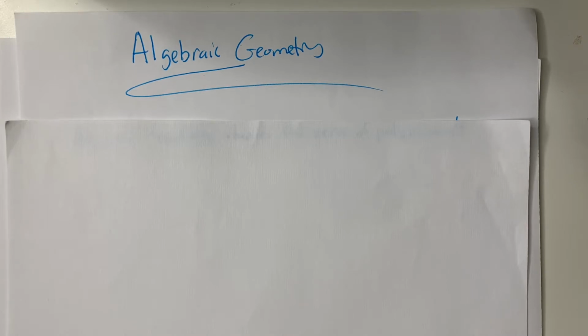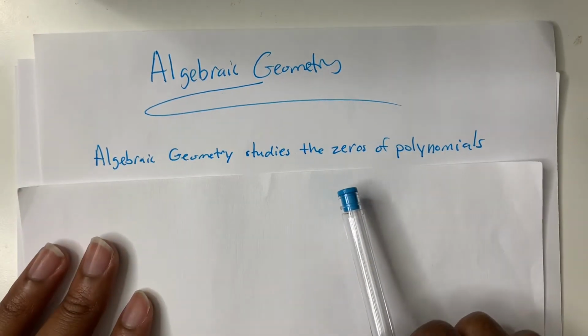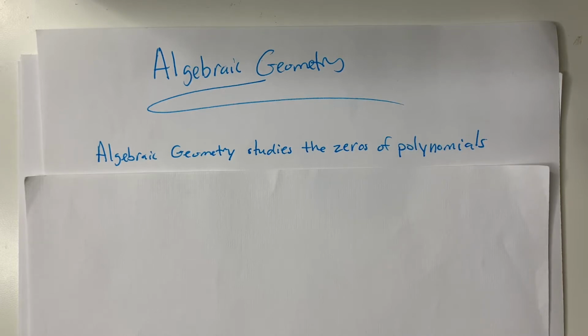So what is the scope of algebraic geometry? Well, algebraic geometry studies the zeros of polynomials. Now, if you have taken Algebra 1, you probably already know what a zero of a polynomial is. You might say that this is actually quite boring, and how could studying zeros of polynomials be anything exciting or abstract? Well, the thing with algebraic geometry is that it takes the idea of zeros of polynomials and abstractifies it.